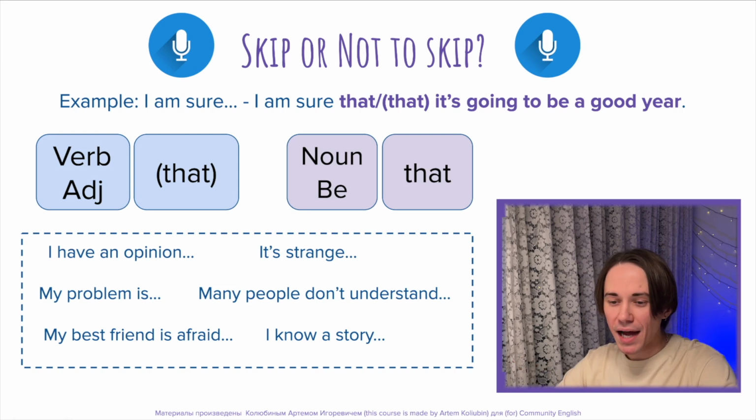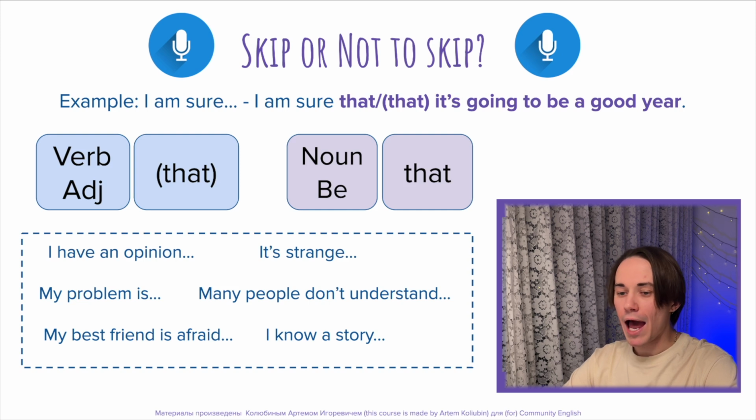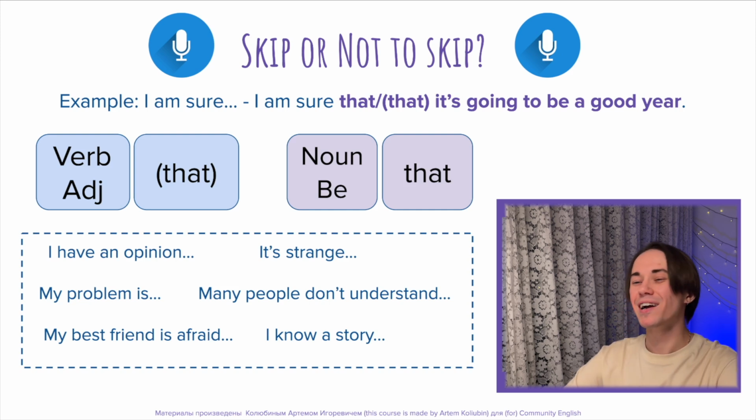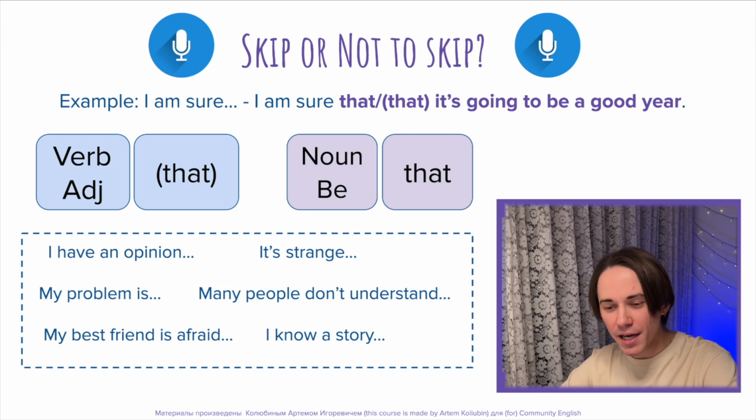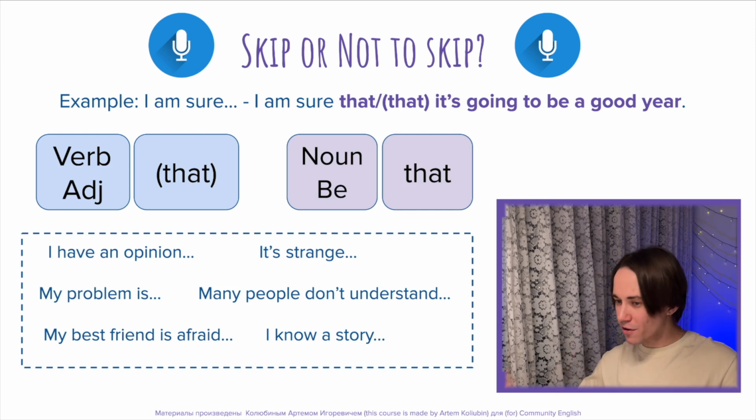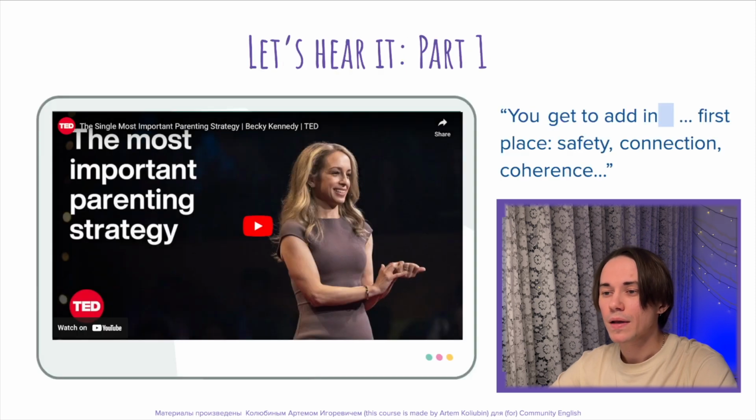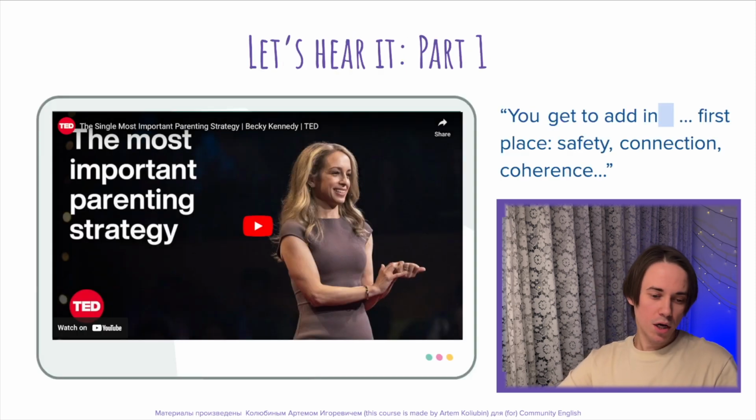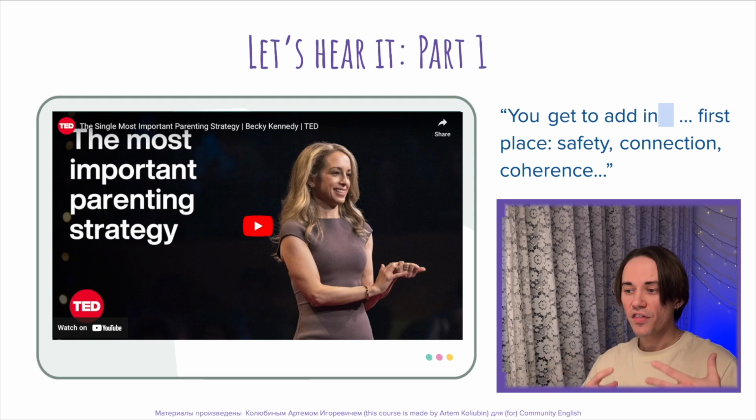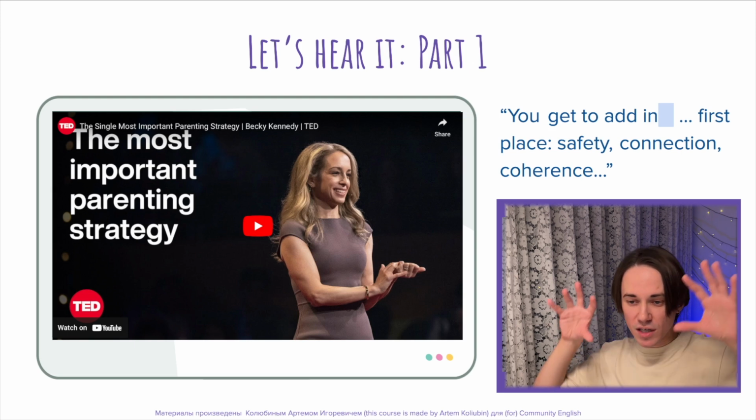So like, my best friend is afraid that I don't like him anymore. But again, here I can skip that. My best friend is afraid I don't like him anymore. Perfectly correct way of connecting these two sentences. So your goal is to develop this kind of feeling. It's also very important to learn to hear that. So that's why I want you to listen to this excerpt and hear that in the context.